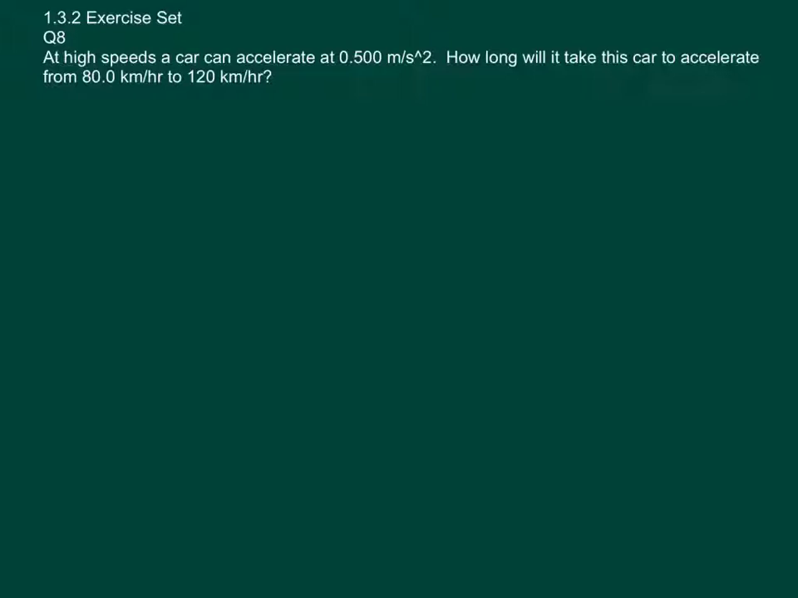Exercise set 132, question 8. At high speeds, a car can accelerate at 0.5 meters per second squared. How long will it take this car to accelerate from 80 to 120 kilometers per hour? So let's get a VI, a V final. I've got an A, an acceleration, and how long is in reference to time. How far means distance. Let's jot these down.